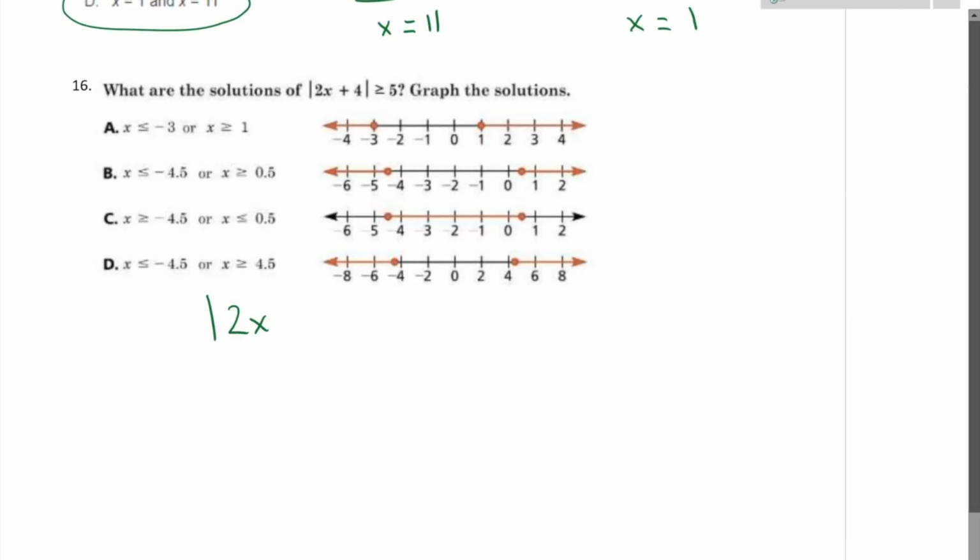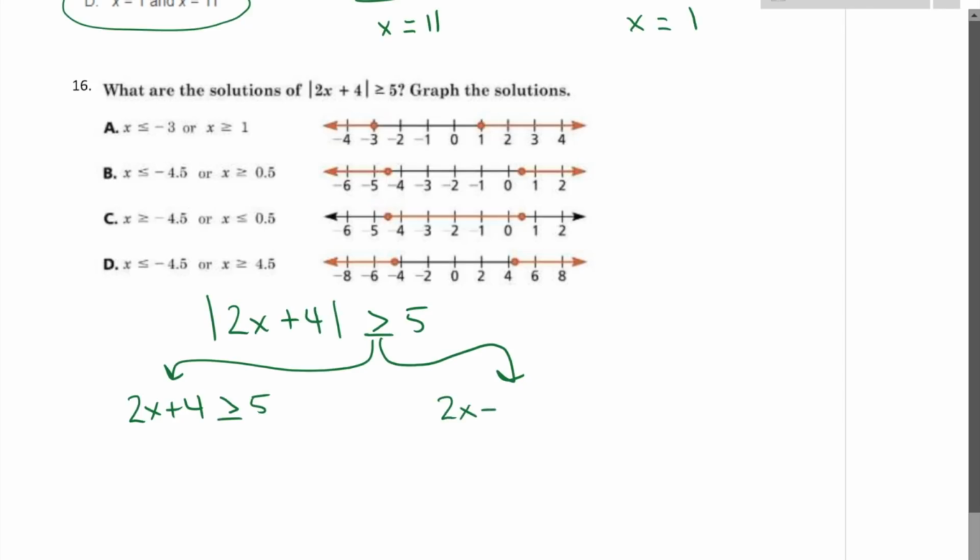Absolute value of 2x plus 4 is less than or equal to 5. So if I wanted to do this, I need to separate the problems again. One is going to be a positive, one is going to be a negative. So 2x plus 4 is less than or equal to 5. 2x plus 4 is greater than or equal to negative 5. All right. Now I just solve this problem. Negative 4, negative 4, negative 4, negative 4.